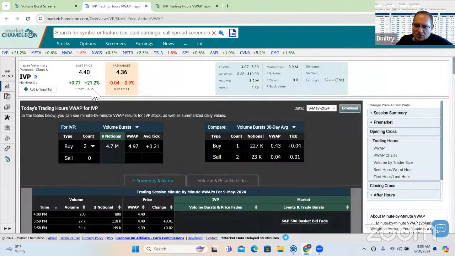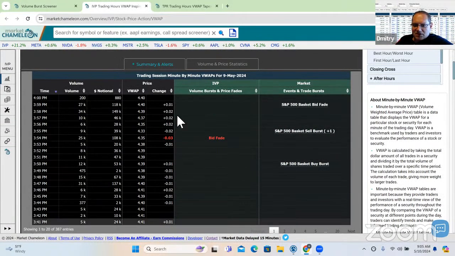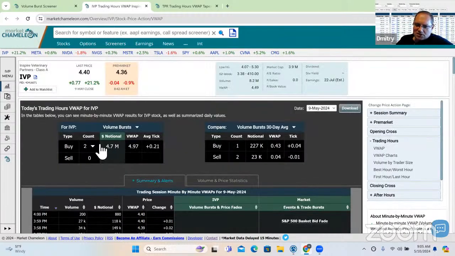And this here is a summary of the volume burst. And there we have a minute by minute VWAP table. So what is the volume burst? Within a minute, we look at the dollar value of the stocks traded. And if for that time period this is an unusually high volume trade, we tag it as a volume burst. And then we keep track of the summary statistics.